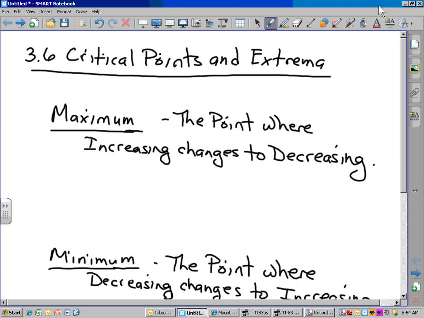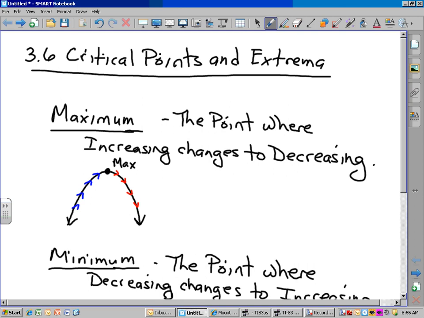Now that's two concepts that we just talked about in section 3.5. So let's look at an example here. Just going to draw a picture. Here's a parabola, okay? And it's increasing. It's going up to a specific point. And that specific point we call a max. And then it starts to decrease. So, when the increasing changes to decreasing, that very specific point where it changes is called a maximum.